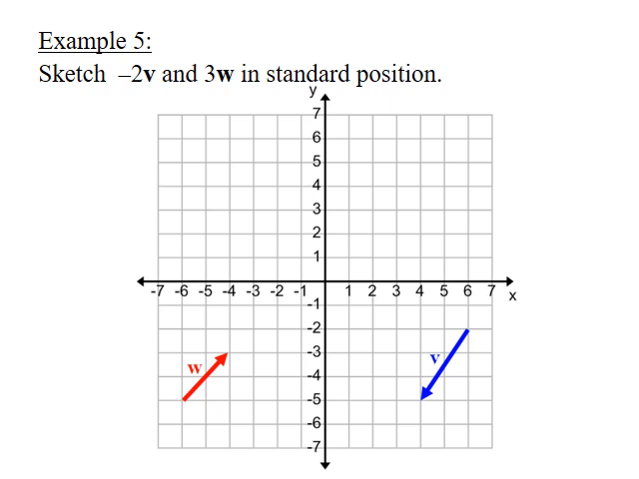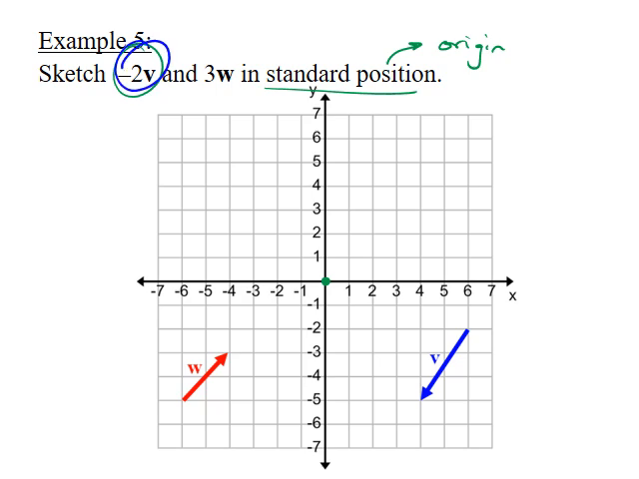Okay, here we just have some scalar multiples, and it looks like V should be going in the opposite direction because we have a negative here. So let's start here. It says it's going to start in the standard position. The standard position is the origin. So both of these will have an initial point right at the origin.